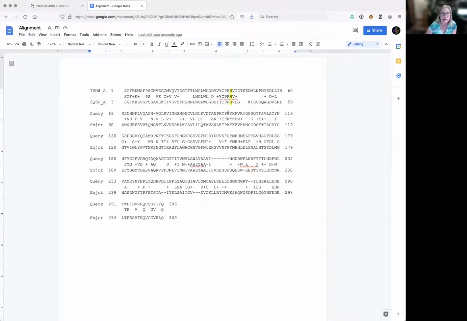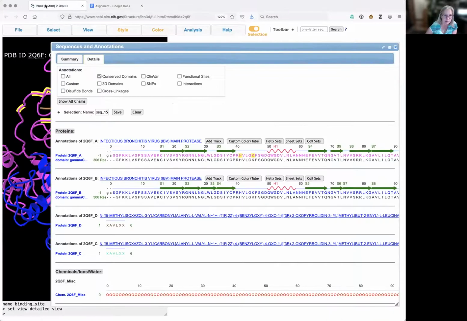Okay, and this is kind of nice because both of these sequences have histidine at position 41, and you may remember from our first video that histidine was one of the catalytic amino acids that's involved in the protease activity. So that's important that it's present in both of these. Okay, let's go back and look at the others.